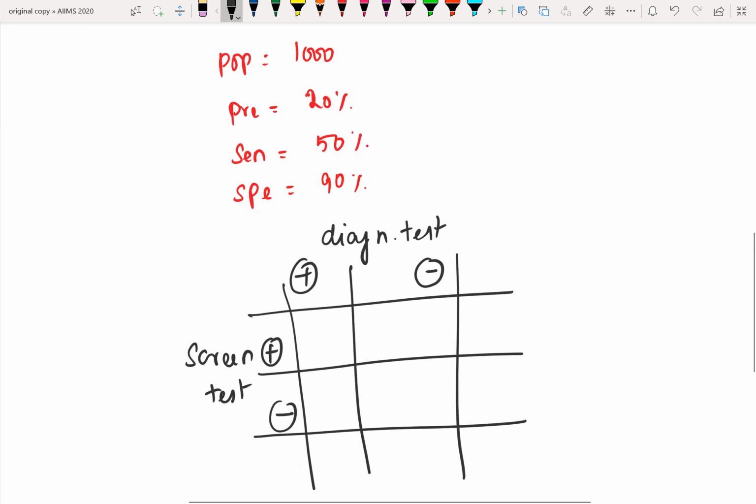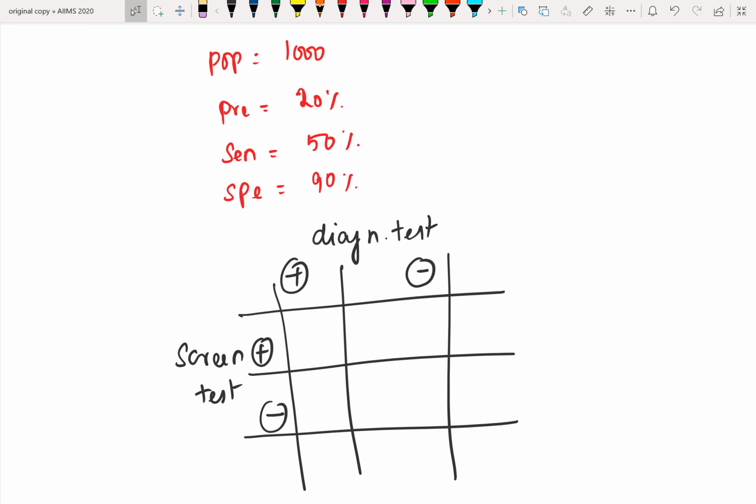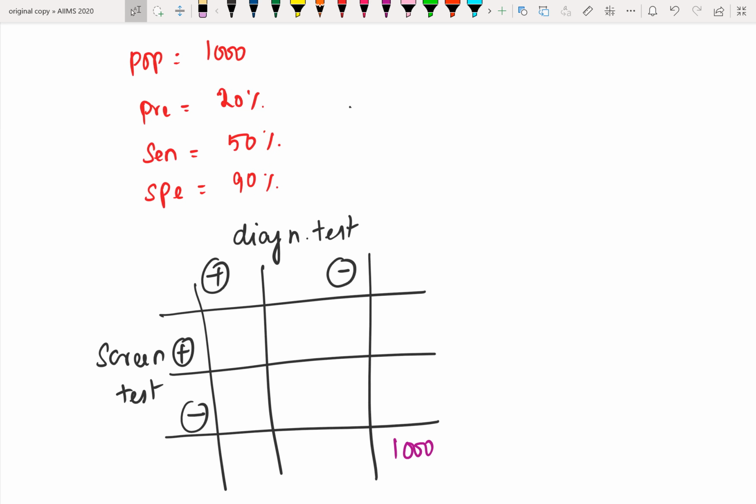Okay. So first they have given the total population. The total population is 1000. So out of the 1000 people, what is the disease prevalence? The disease prevalence is 20%. So the total population includes both diseased and non-diseased, right? So what is 20% of 1000? Yes, that is 200. How much is the remaining? 1000 minus 200. Non-diseased population is 800.